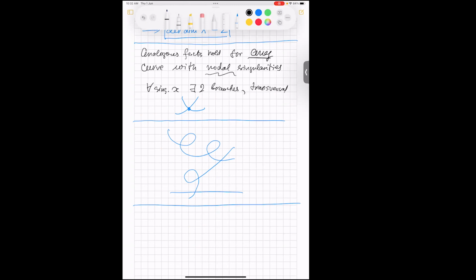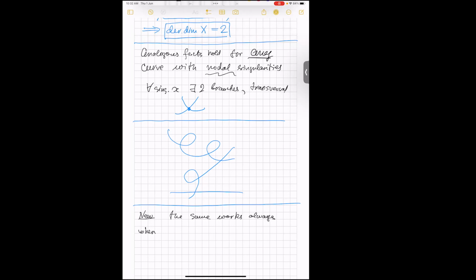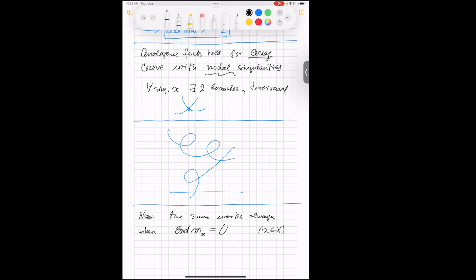Moreover, what is new? The same works always when the endomorphism ring of the maximal ideal for any point is O_X tilde, where X tilde is the normalization.